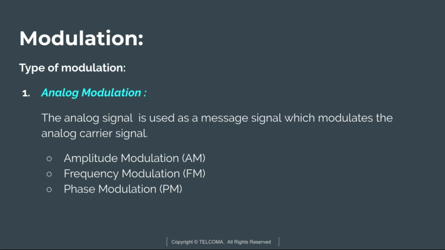The next is the types of modulation. The first one we are going to discuss is analog modulation. Analog modulation is where a message signal modulates an analog carrier signal. Here the analog message signal is used to modulate an analog carrier signal. The types of analog modulation are amplitude modulation, frequency modulation and phase modulation. In analog modulation, characteristics such as the amplitude, frequency or phase of the carrier signal are varied in accordance with the amplitude of the message signal.